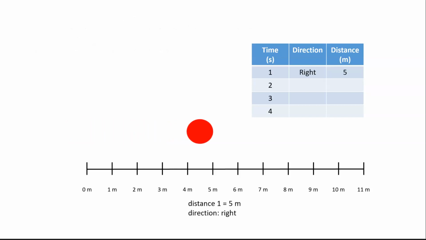So the ball starts by going 5 meters to the right, then another 4 meters to the right, then it switches directions and goes 2 meters to the left, and finally 5 meters to the left. Okay, so how far did the ball travel?